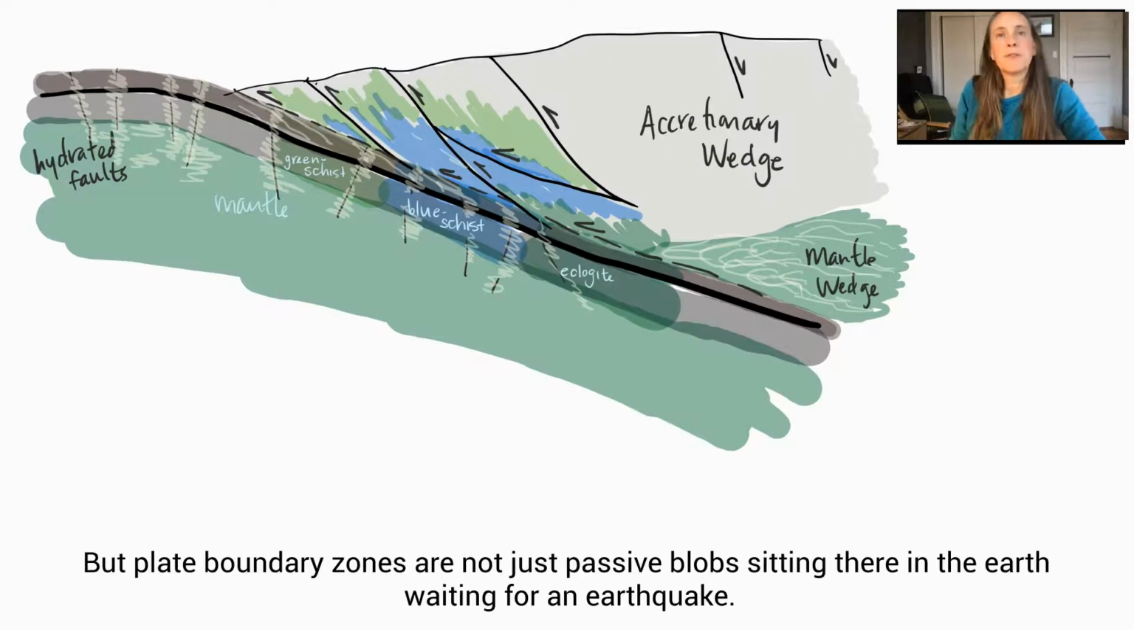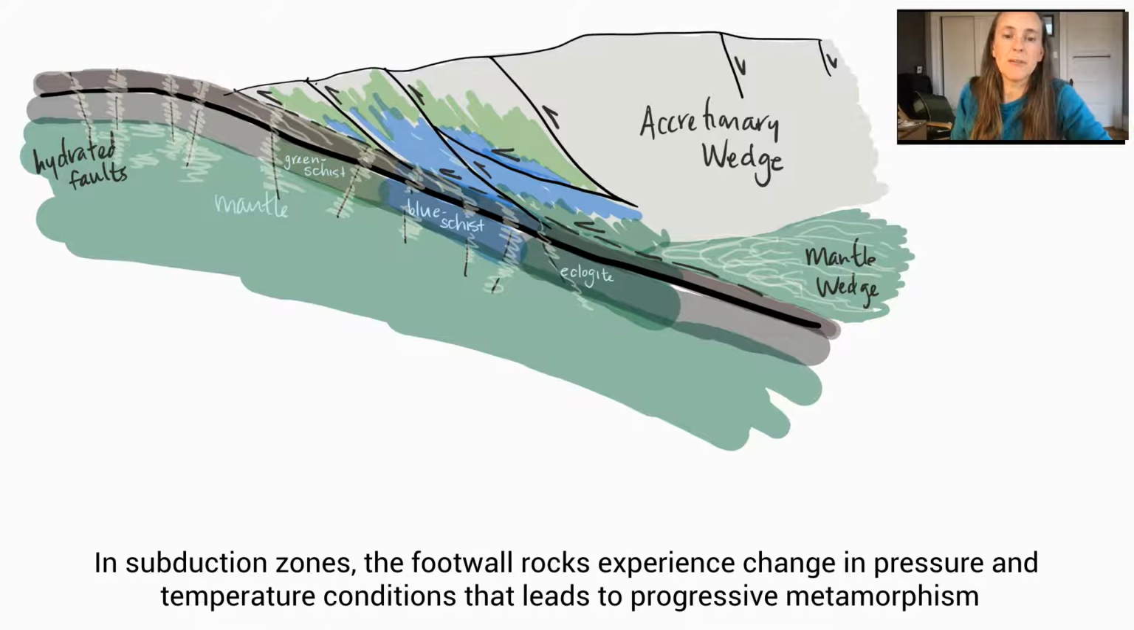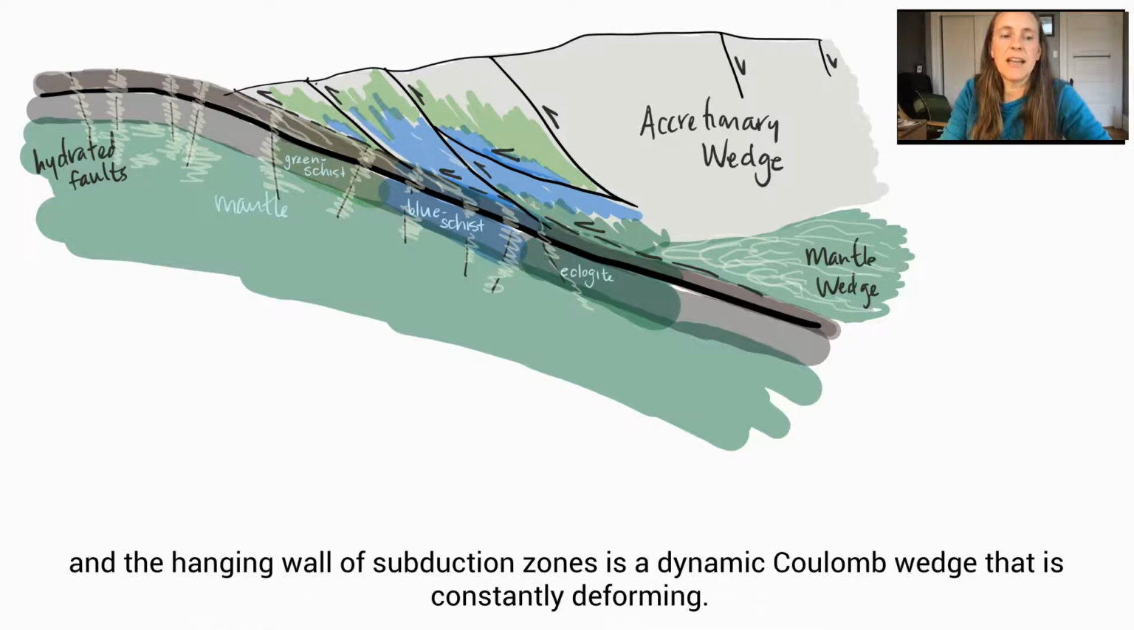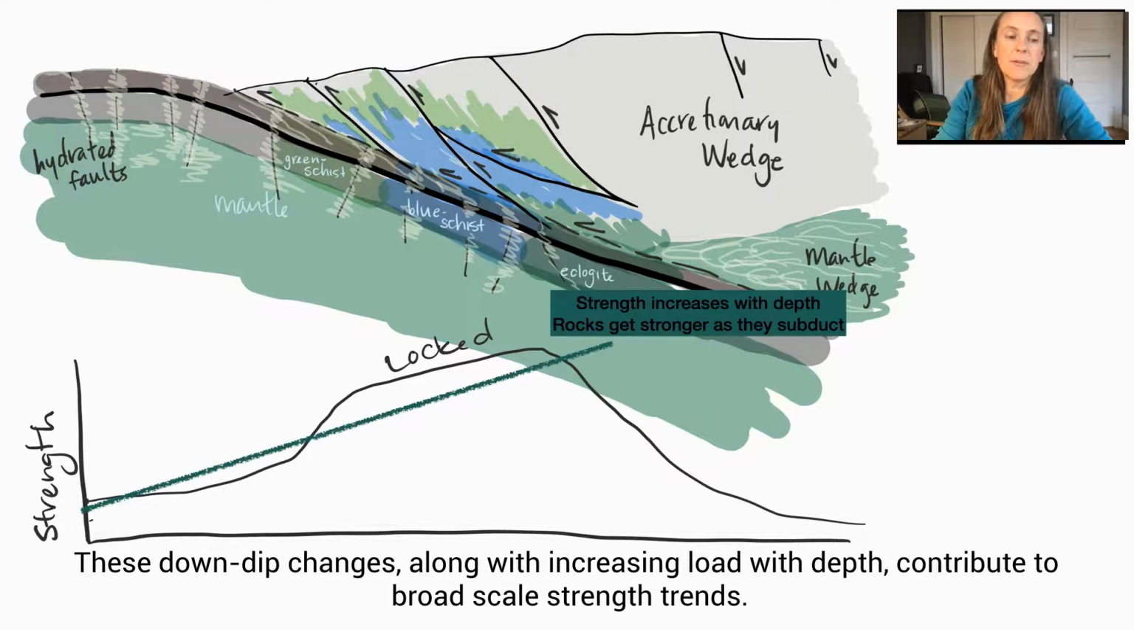But plate boundary zones are not just passive blobs sitting there in the earth waiting for an earthquake. In the background of the earthquake cycle, there are a lot of slow changes that go on in and around the plate boundary. In subduction zones, the footwall rocks experience a change in pressure and temperature conditions that leads to progressive metamorphism, and the hanging wall of subduction zones is a dynamic Coulomb wedge that is constantly deforming. These down-dip changes, along with an increasing load with depth, contribute to broad-scale strength trends.